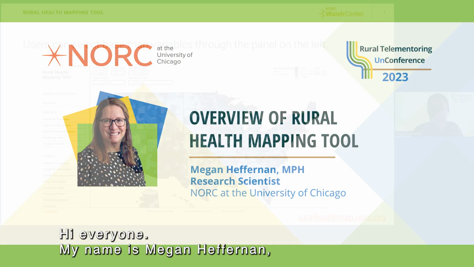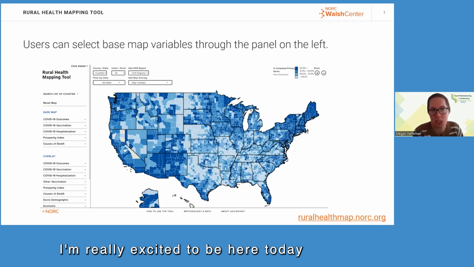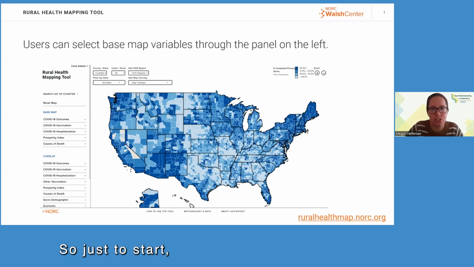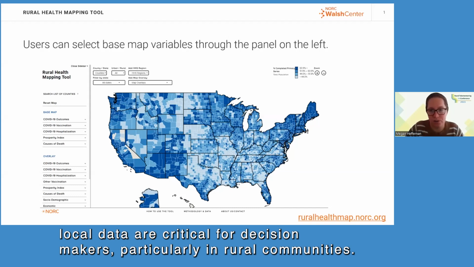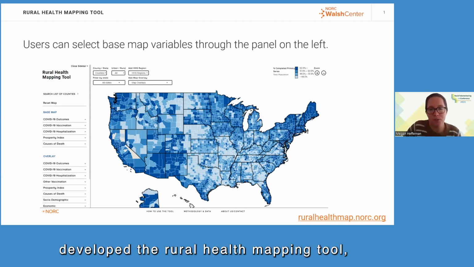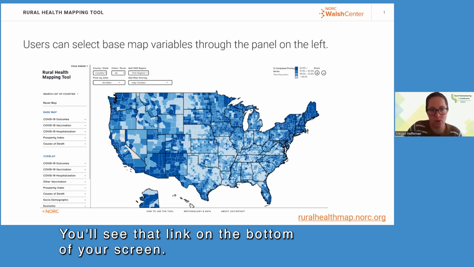Hi everyone, my name is Megan Hefernan and I am a senior research scientist at NORC at the University of Chicago. I'm really excited to be here today talking to you about NORC's Rural Health Mapping tool. So just to start, local data are critical for decision makers, particularly in rural communities. With funding from the CDC, NORC and East Tennessee State University, ETSU, developed the Rural Health Mapping tool, which is available at ruralhealthmap.norc.org.